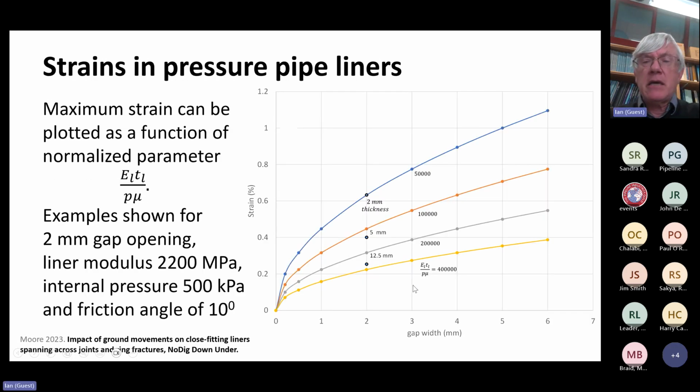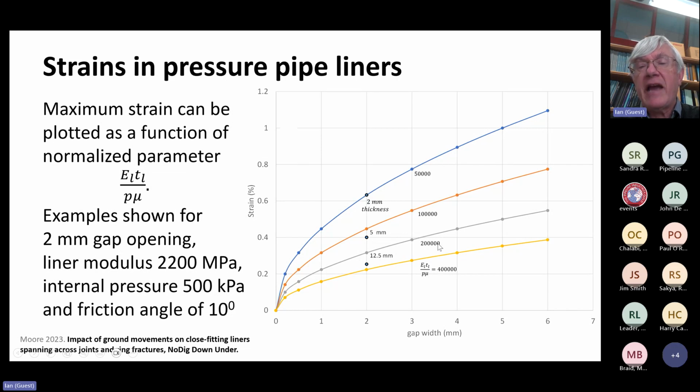We can look at some typical values here for what might be a plausible set of parameters. Here I'm plotting strain on the vertical axis, and gap width on the horizontal axis, so how much does that gap open in millimeters? Typically we'd think of that gap opening by maybe 1 to 5 millimeters in a typical set of ground motions. And here the solution has been normalized by the modulus and the thickness of the liner divided by the pressure and the friction coefficient.